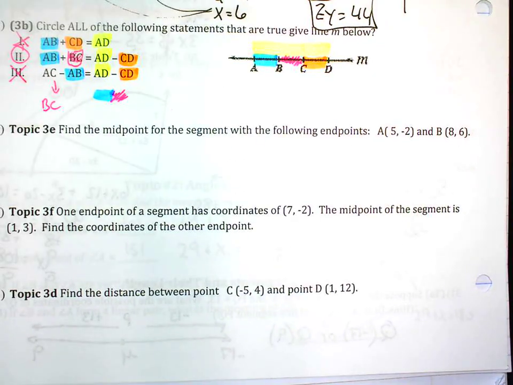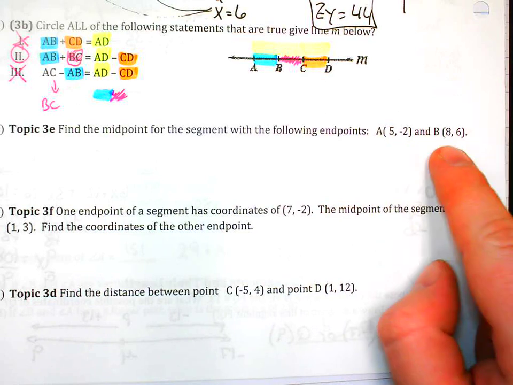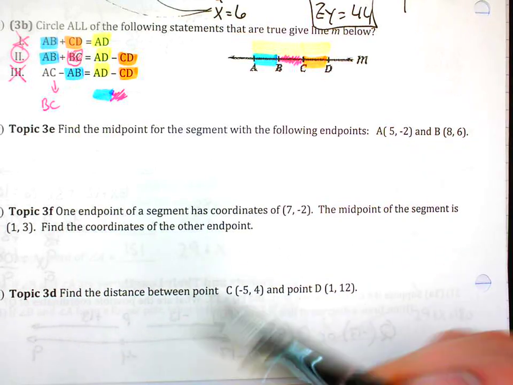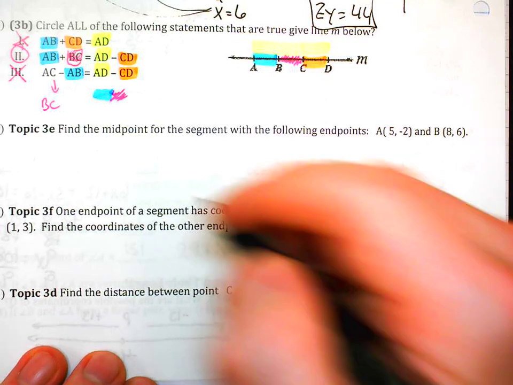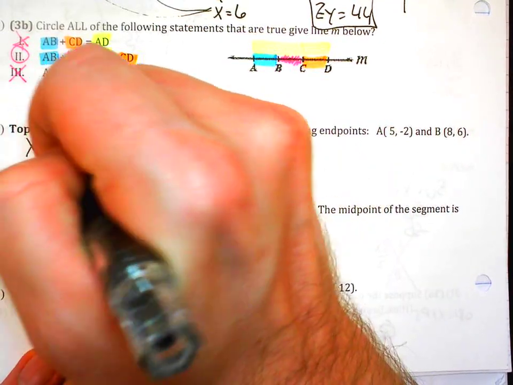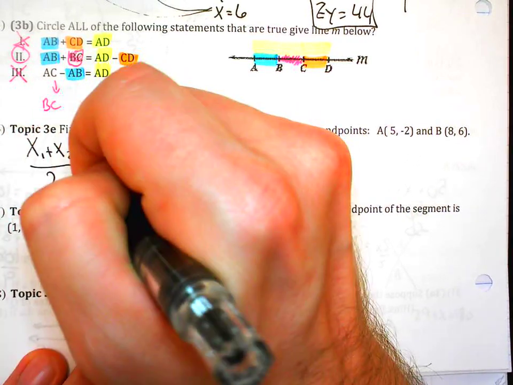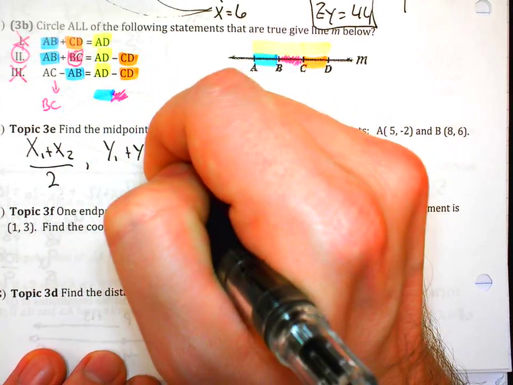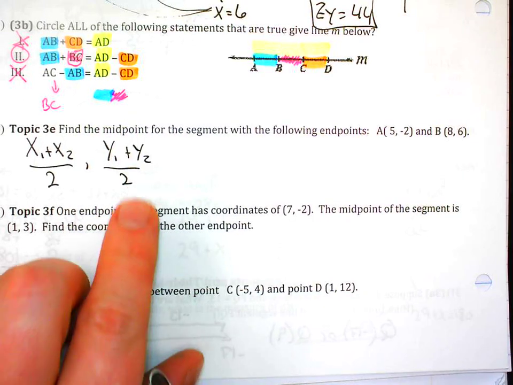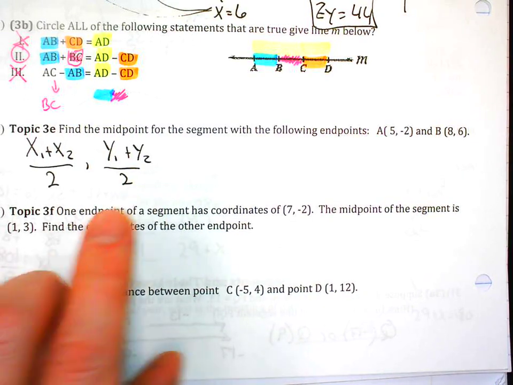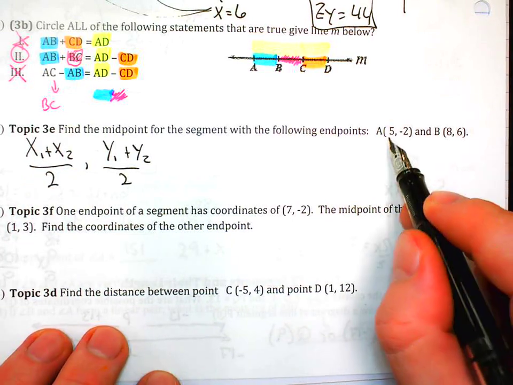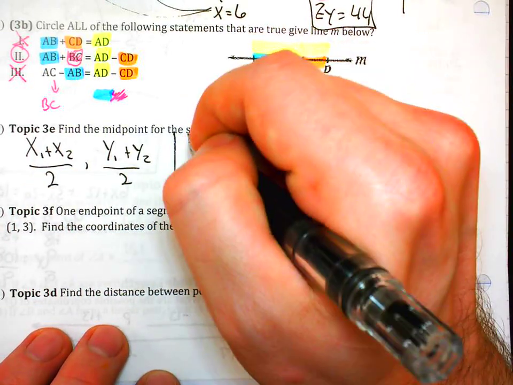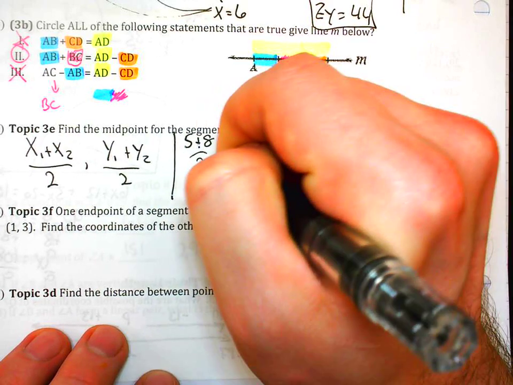Number 36. Find the midpoint for the segment with the following endpoints: 5, -2, 8, 6. To find a midpoint, you take the average of the x coordinates and the average of the y coordinates. Usually we write it in this formula, although you don't need to use the formula if you understand that it's an average. So it'd be x1 plus x2 divided by 2, y1 plus y2 divided by 2. So this means take the two x values, add them together, divide by 2. My x values were 5 and 8, so this would be 5 plus 8 divided by 2.